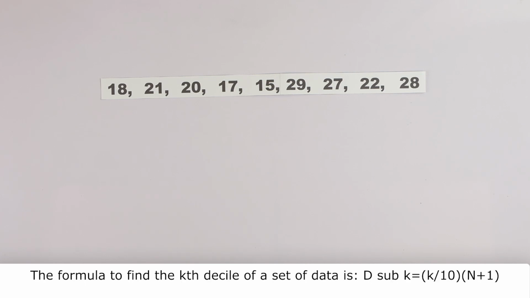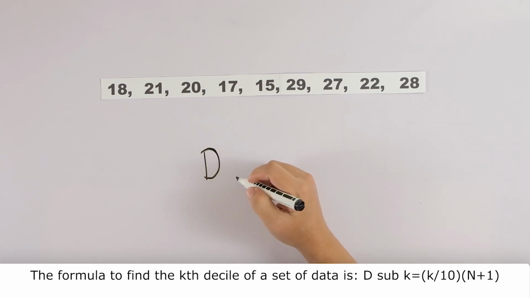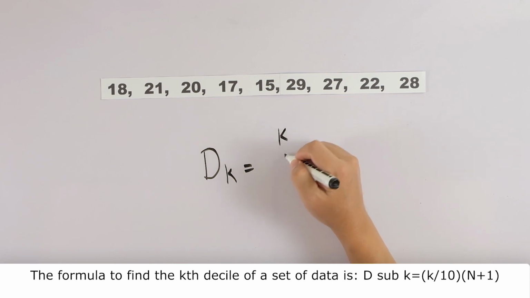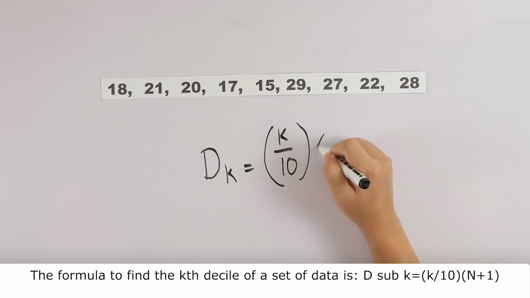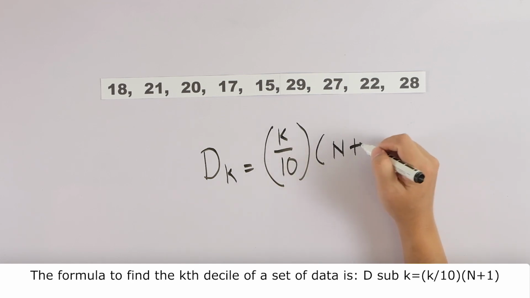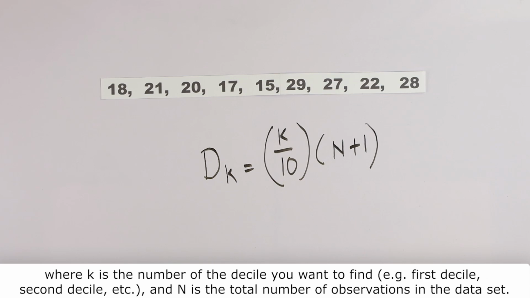So the formula to find the kth decile of the set of data, so we have capital D sub k is equal to the quantity of k over 10 times the quantity of n plus 1, where k is the number of the decile you want to find. For example, that is first decile, second decile, and so on. And n is the total number of observations in the dataset.